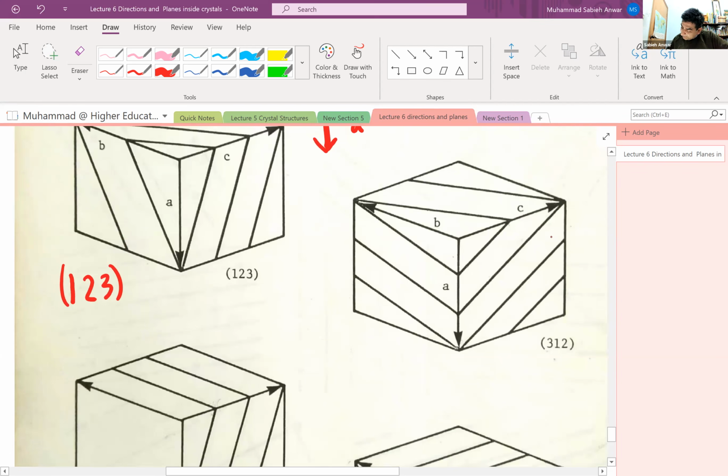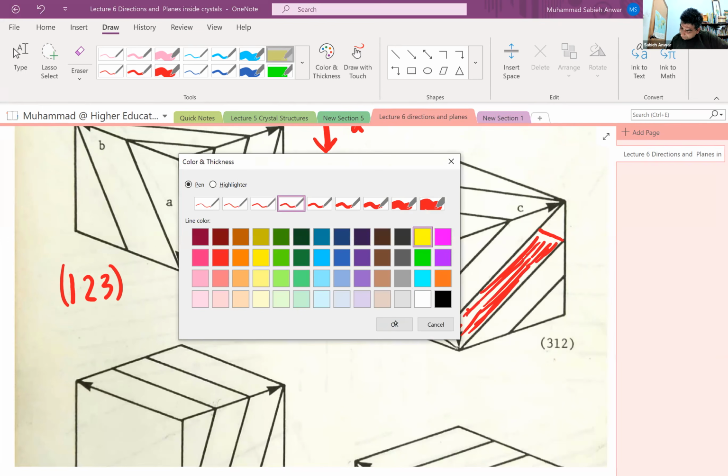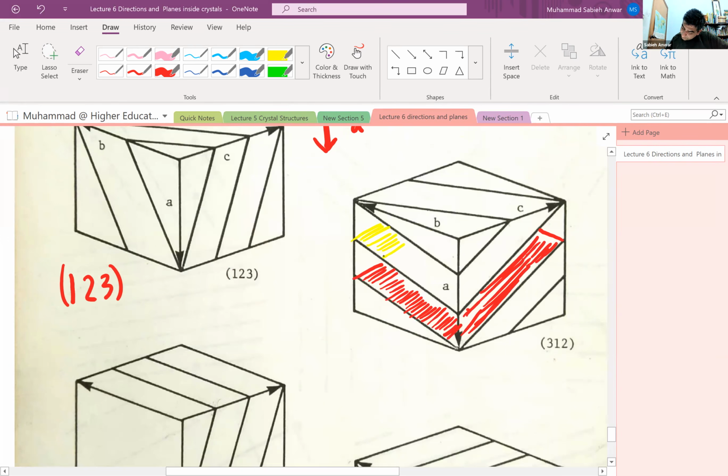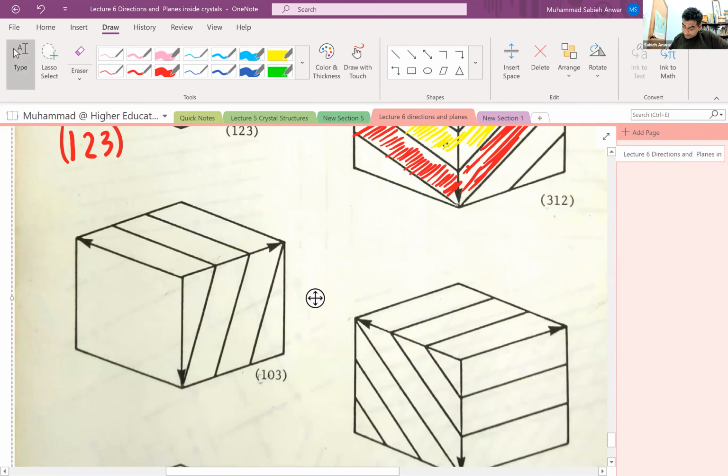So these planes, if I take the liberty of drawing them, look like this, wedge shaped. Here is one of these planes. Here is another plane belonging to the same family, and here is yet another one. Okay, so these planes are indexed as 312. Here I have 103.